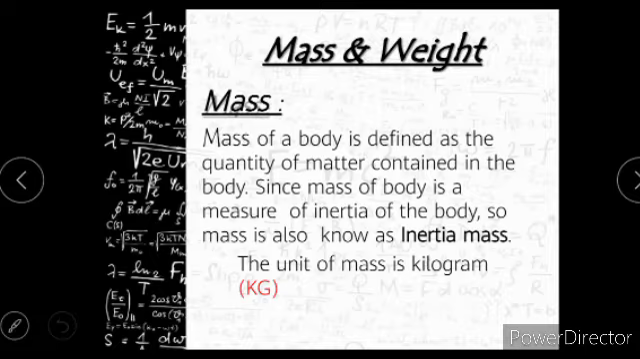That is the matter. Since mass of a body is a measure of inertia of the body, mass is known as inertia mass. The unit of mass is kilogram. The unit of mass is kg.